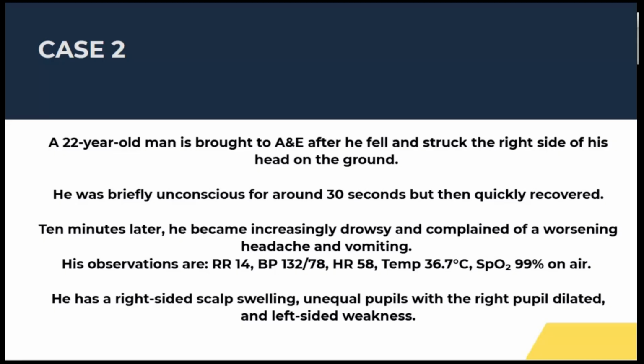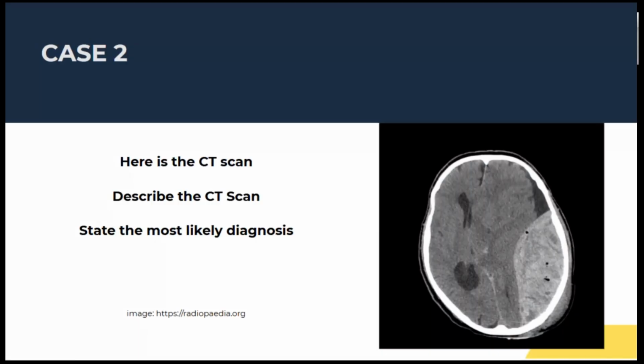So in terms of his obs, his respiratory rate is within the normal range. His blood pressure is slightly on the higher side. His heart rate is low. And he's got right-sided scalp swelling, unequal pupils, right pupil dilation, and left-sided weakness. So again, having a look at the CT and what I've just told you about intracranial bleeds, can someone quickly describe the CT and state what the diagnosis could be.